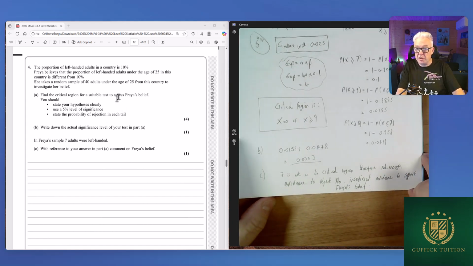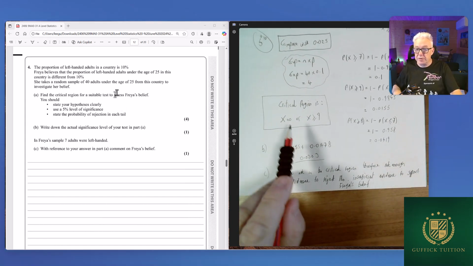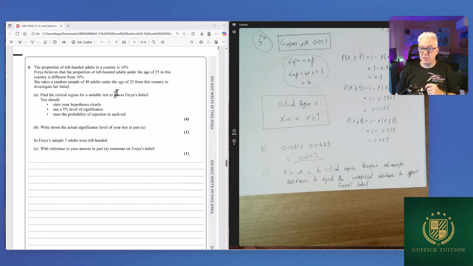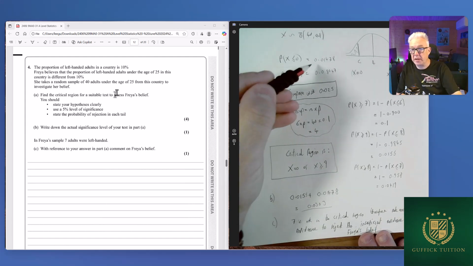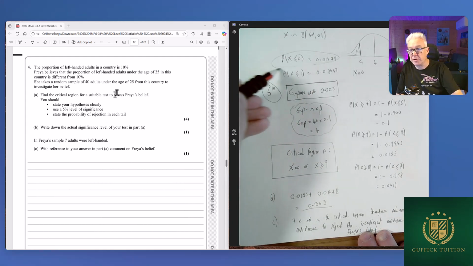So the critical region for this test is either x equals 0 or x is greater than or equal to 9. Okay, part B. Write down the actual significance level. Now, when they say the actual significance level, what they want you to do is write down the 2 probabilities that correspond to the critical values.